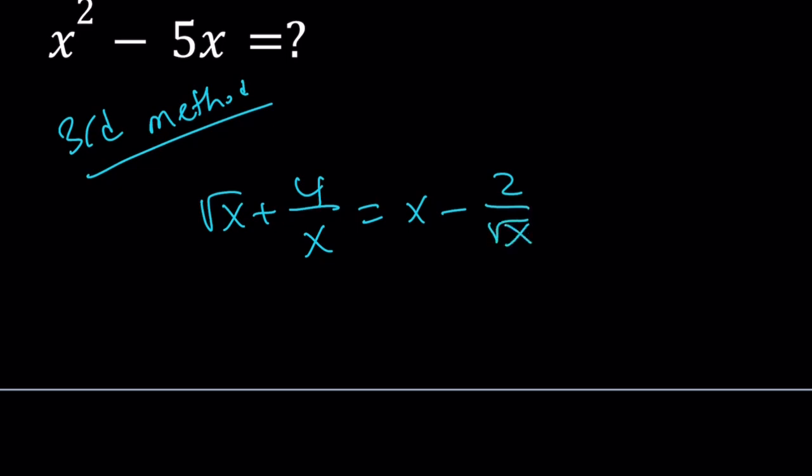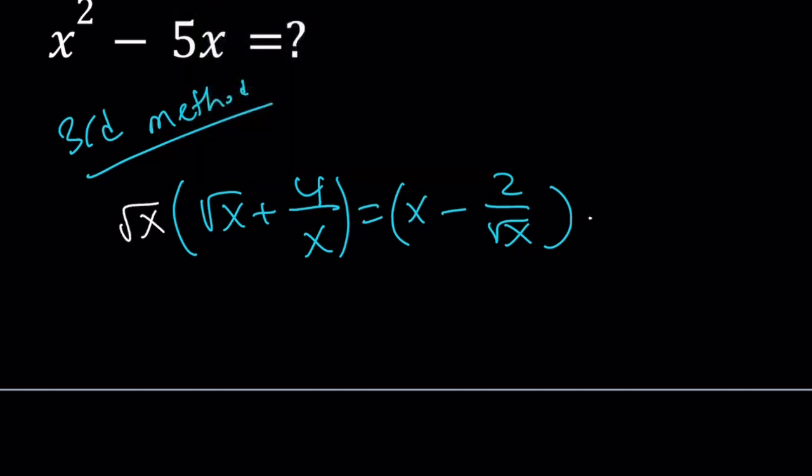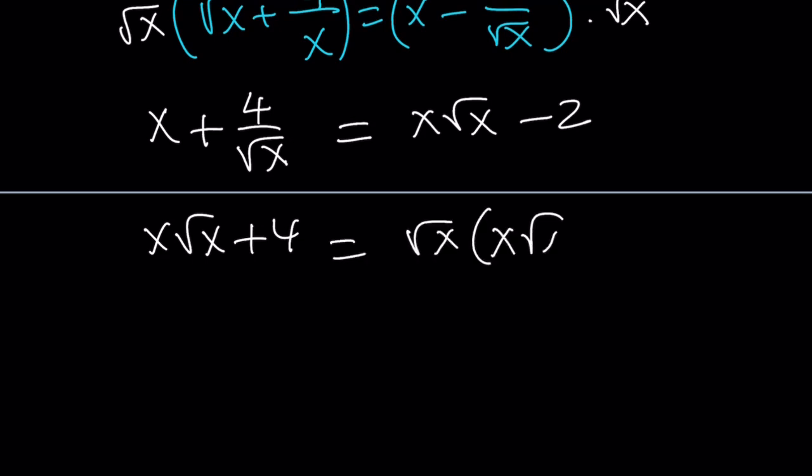Let's go ahead and multiply both sides by square root of x. If you do that, we're going to get something interesting. Let's distribute. Square root of x is going to cancel out on the right-hand side, and the left-hand side is going to give us x plus 4 over square root of x equals x square root of x minus 2. And then we can make a common denominator here, x square root of x plus 4.